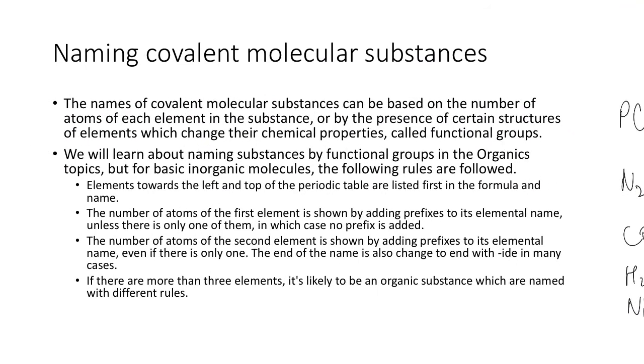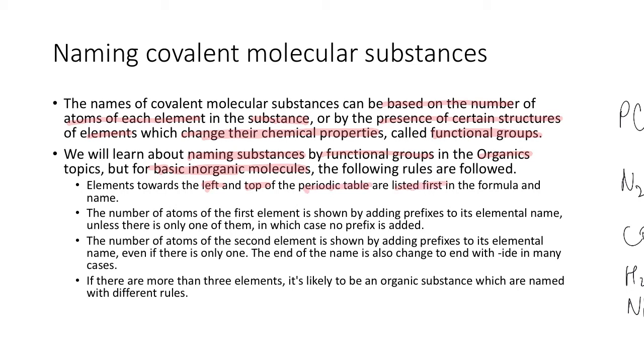So how do we name covalent molecular substances? They're based on the number of atoms of each element in the substance, or by the presence of certain structures which change their chemical properties, called functional groups. We're going to get into functional groups later on, when we get to the organics topics. But for basic inorganic molecules, which are not carbon and hydrogen based, generally elements towards the left and the top of the periodic table are listed first.